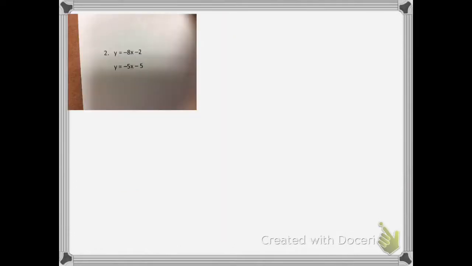Alright, this next one, also a system since it has two equations, so I know my answer is going to be a point. We do have y equals, and so we are going to use substitution on this one. So I'm going to substitute here this in for y. So we get negative 8x minus 2 equals negative 5x minus 5. Okay, substituted in that part there.